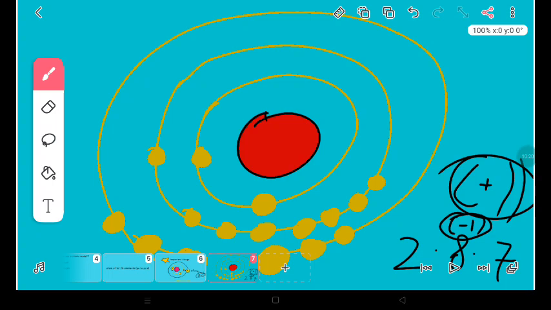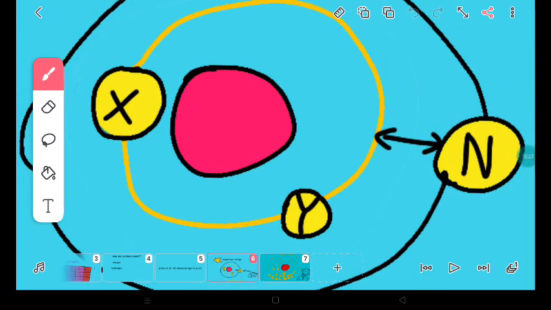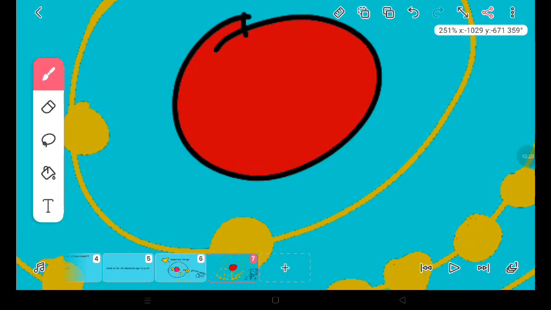By the way, if y'all are wondering, this atom is lithium and this atom is chlorine.